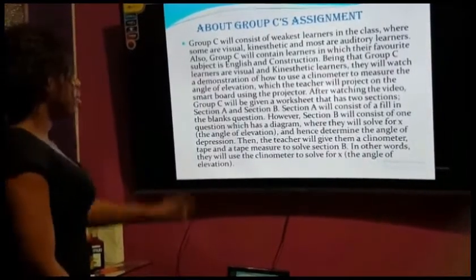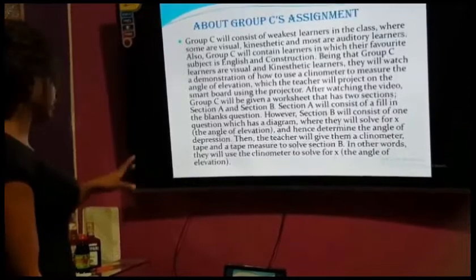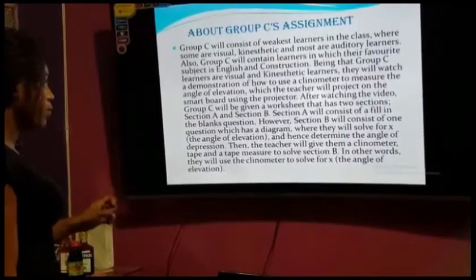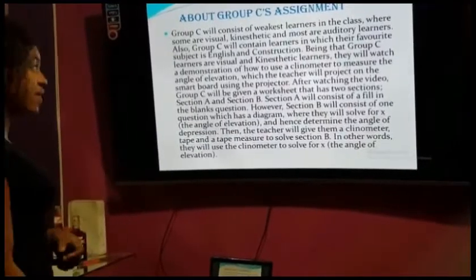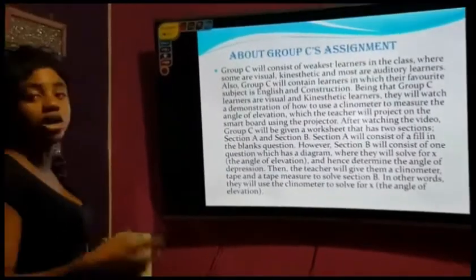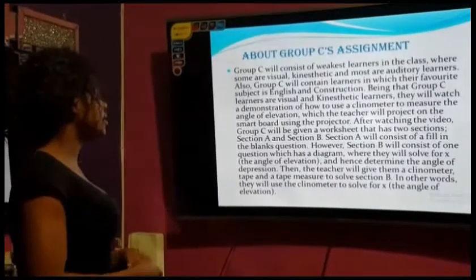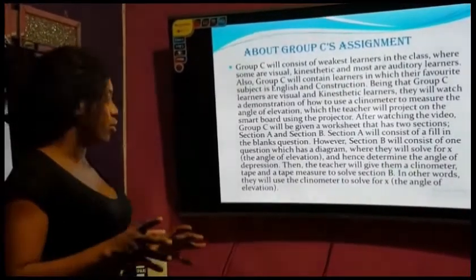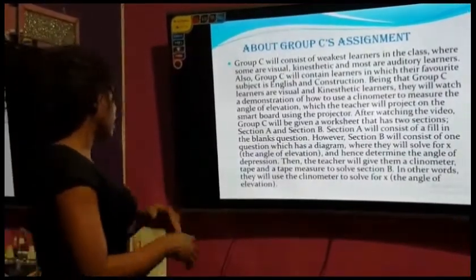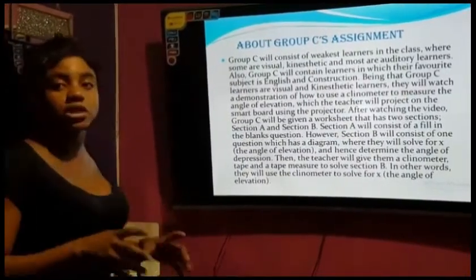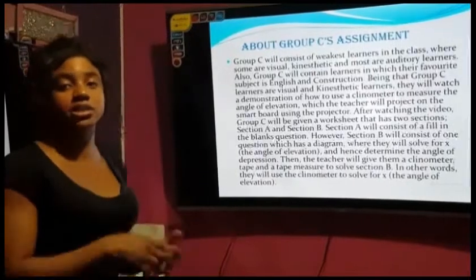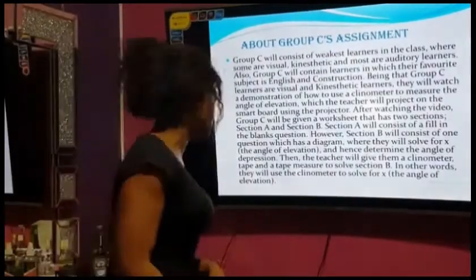However, Section B will consist of one question which has a diagram where they will solve for x, which is the angle of elevation, and hence they will determine the angle of depression. Right? Then the teacher will give them a clinometer, and a tape measure also. In other words, they will use this clinometer to solve for the angle of elevation, hence determine the angle of depression.